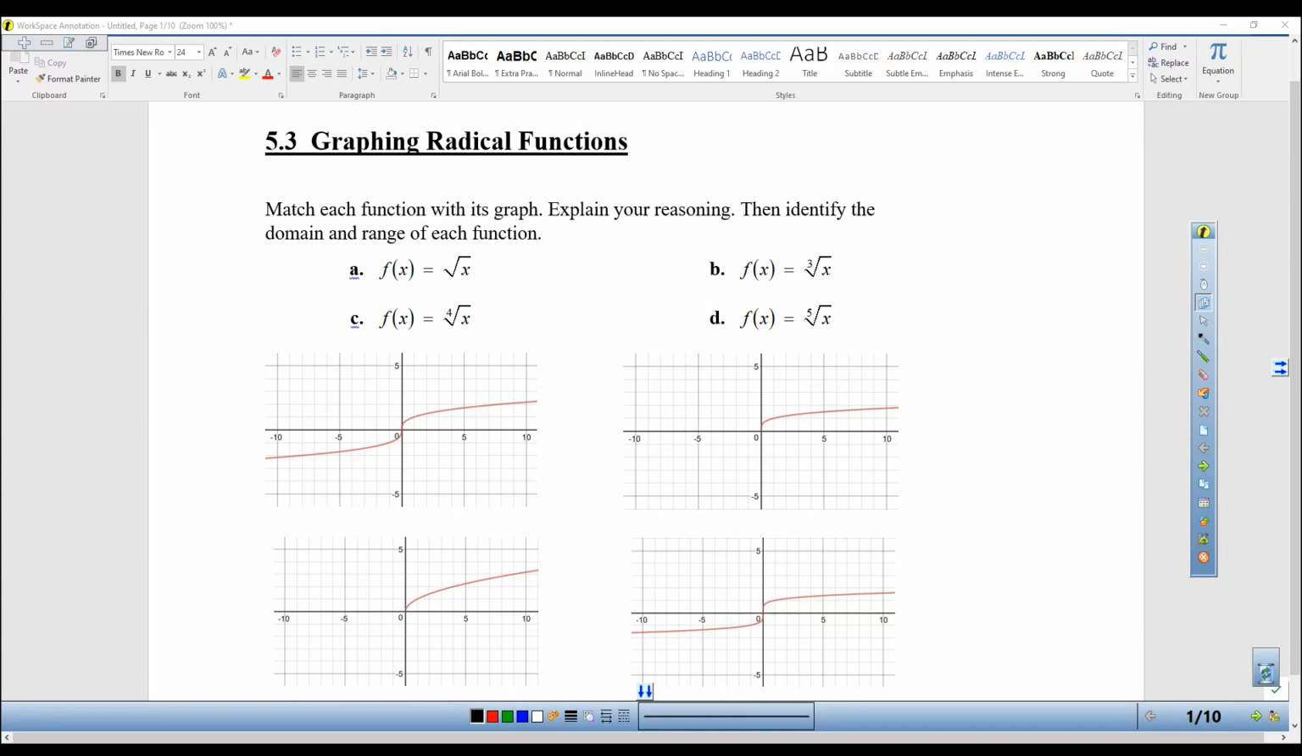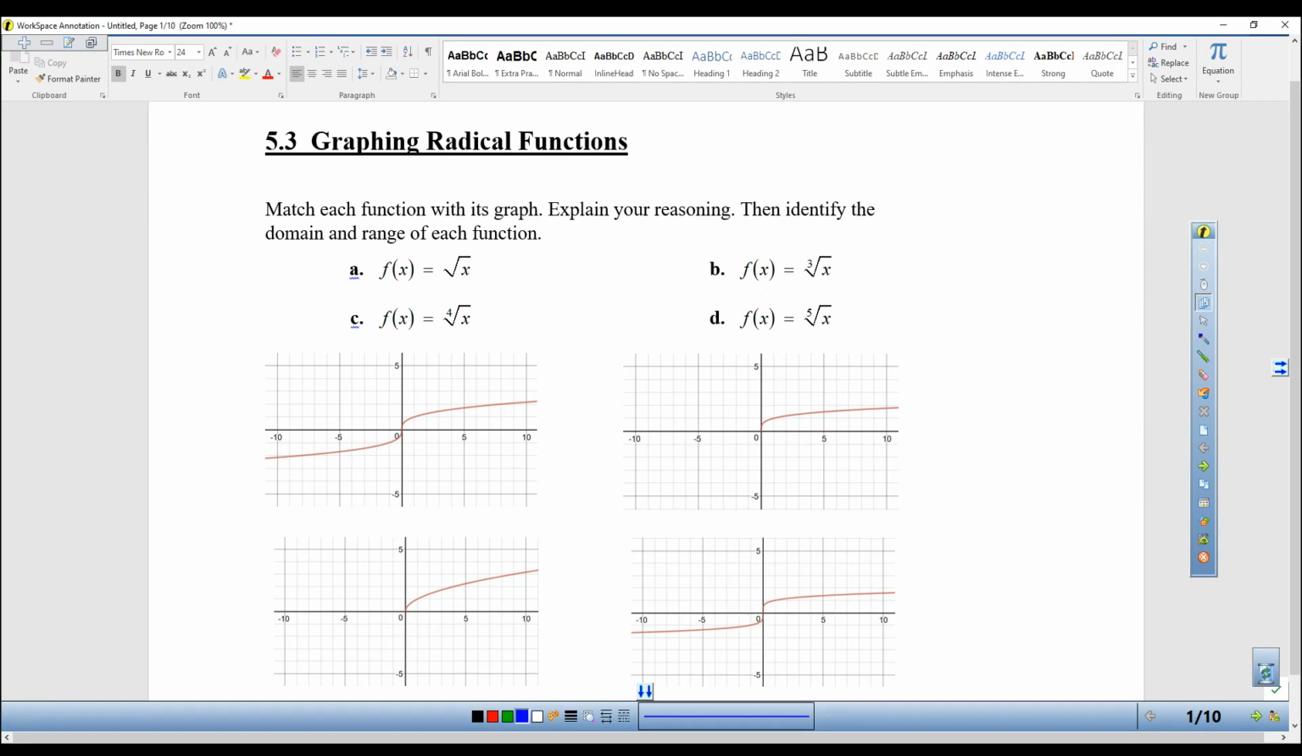So this first section says, match each function with its graph and explain your reasoning. Then identify the domain and range of each function. If I were you, I'd pause the video and see if you can figure that out on your own. But of course, I will do it for you.